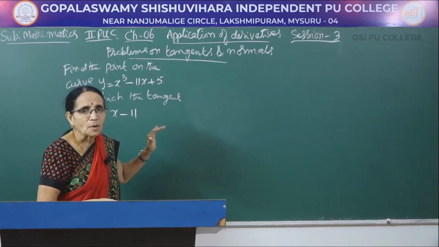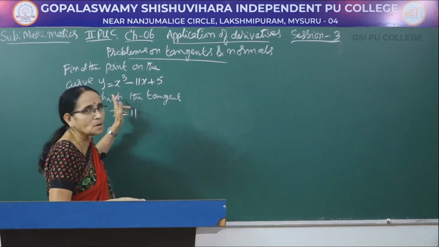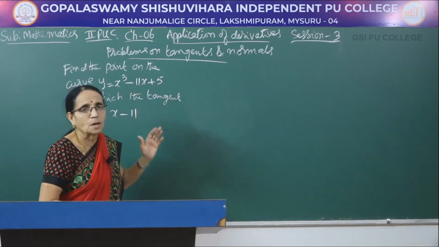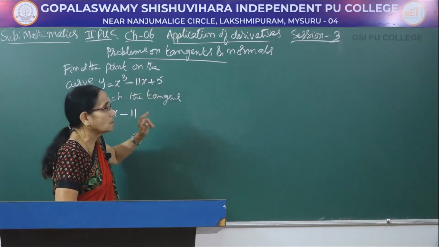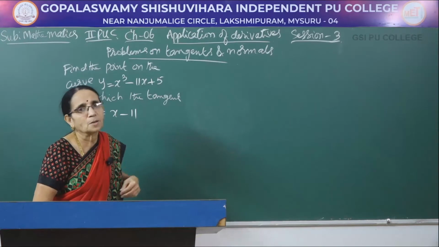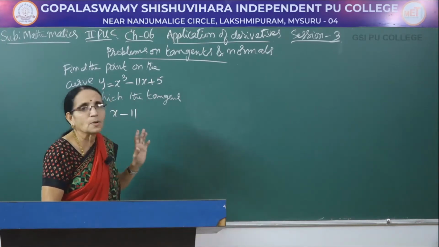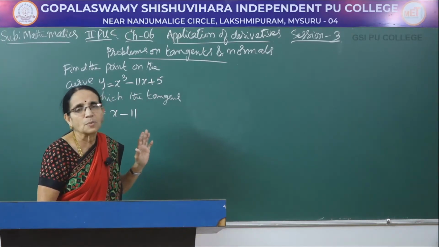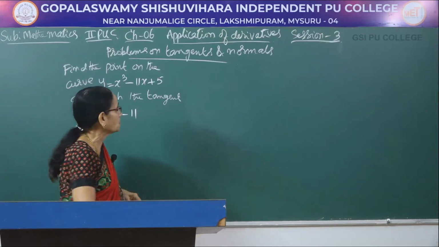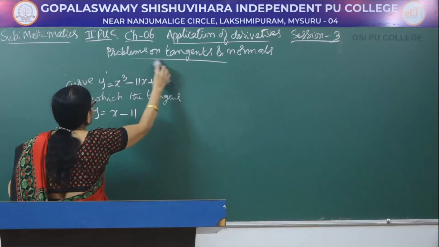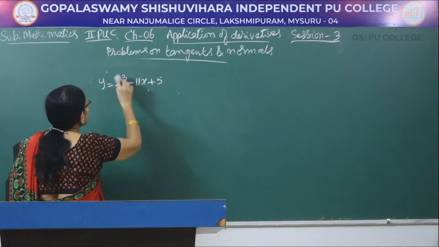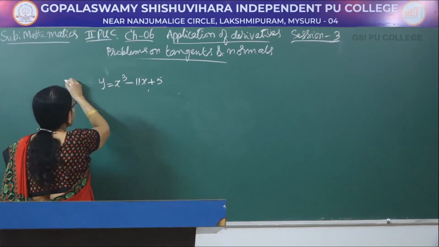Okay, when you get the values of x, substitute in the same curve, equation of the curve, we get the values of y. Here, find the point, only one point has been asked here. Here actually we will be getting 2 points, but both of them will not satisfy the condition. I will come to that. Now, let me consider the equation of the curve.